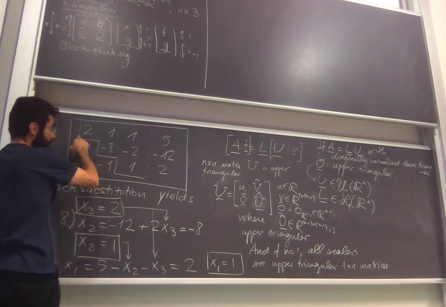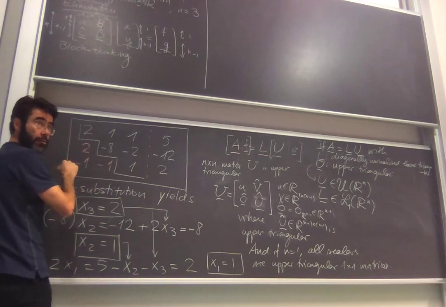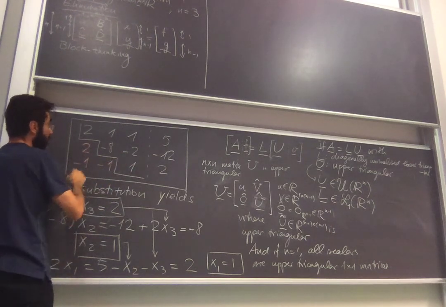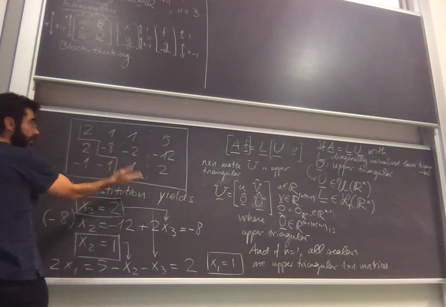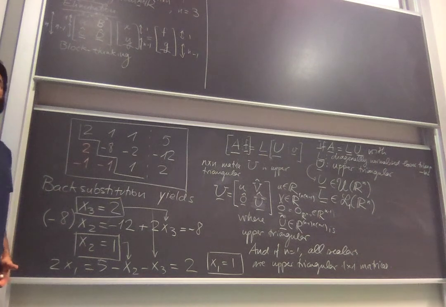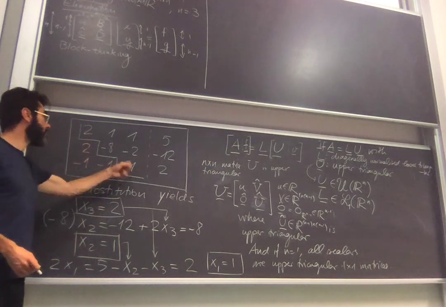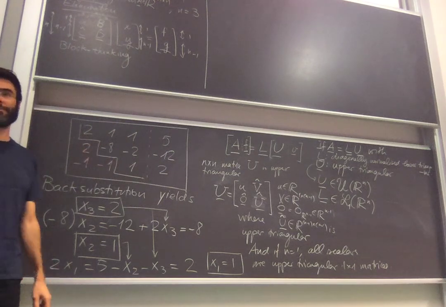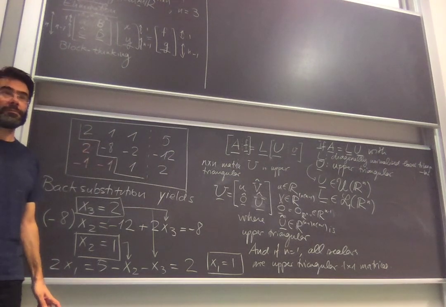upper triangular, right? Because according to this definition, all you need to do is to go through the definition, okay? So this one here is also upper triangular, and therefore this one is upper triangular. So basically you go back and check that each one is upper triangular. This one is upper triangular, this one here is upper triangular, this one here is upper triangular. Okay? Any questions on that?